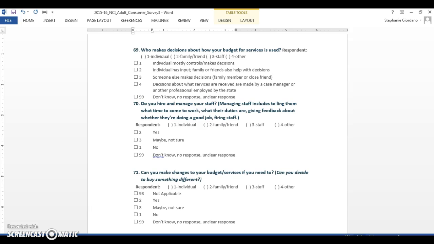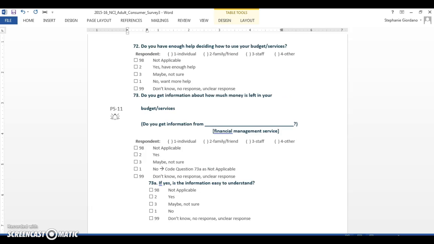And then we ask whether the person can make changes to the budget or services if needed. We ask whether the person feels that they have enough help deciding how to use their budget or services, and if they get information about how much money is left for their budget or services. If the answer to this is a yes, then we go on to ask whether the person feels that that information is easy to understand.